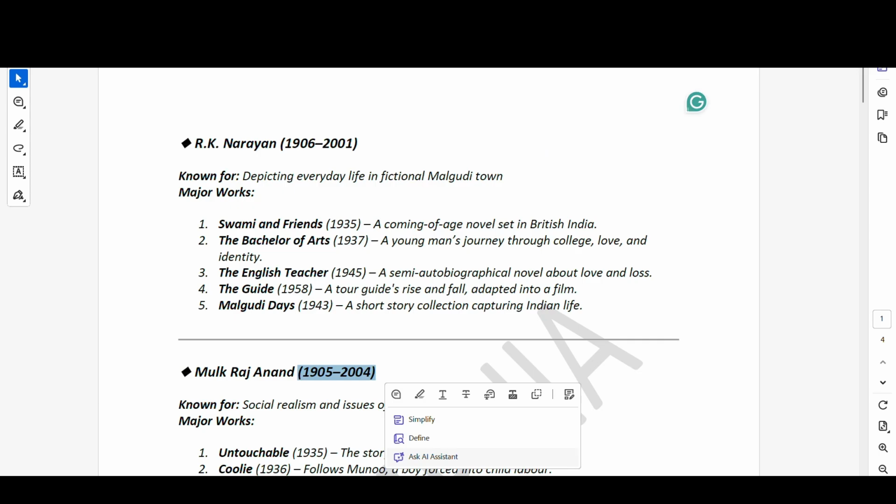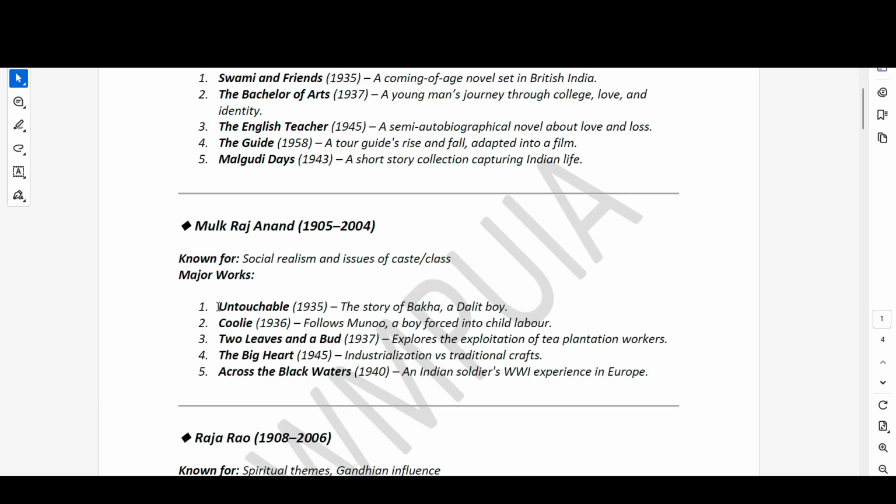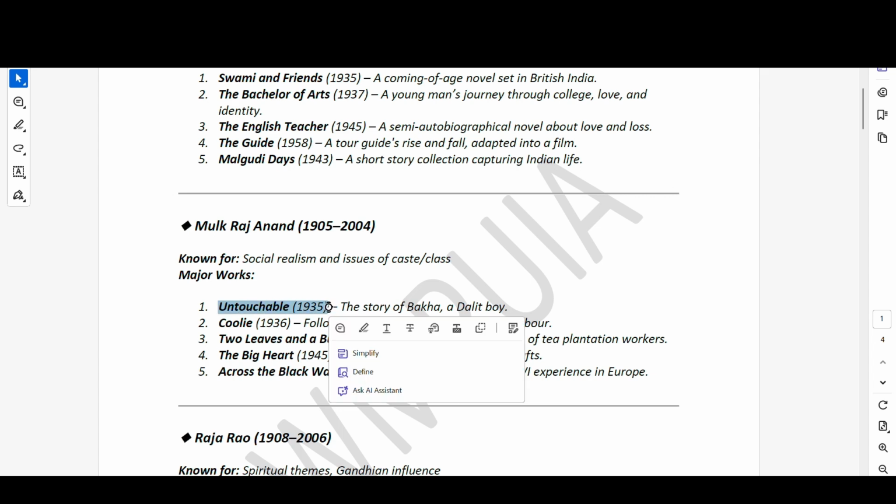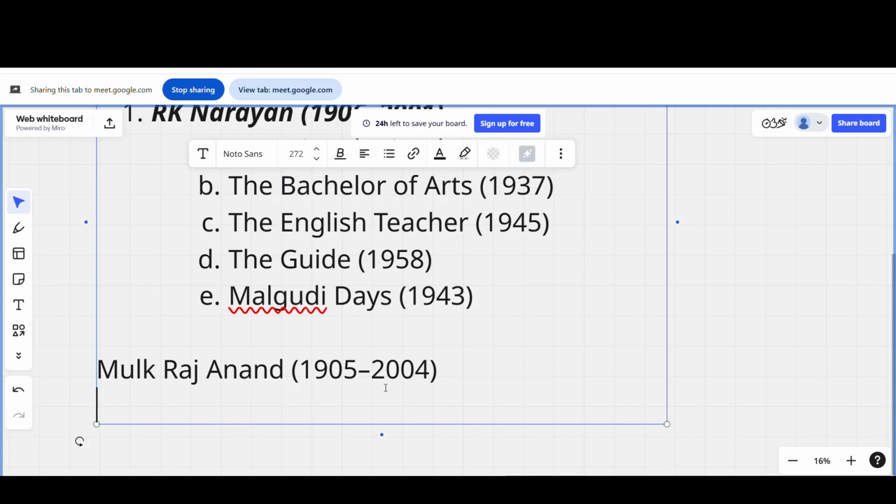Mulk Raj Anand. The first will be Untouchable. Who is the main character in Untouchable? Anyone knows who is the main character in Untouchable?